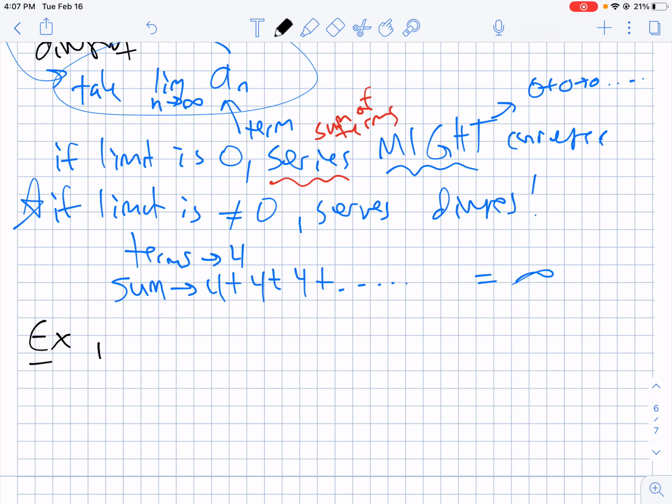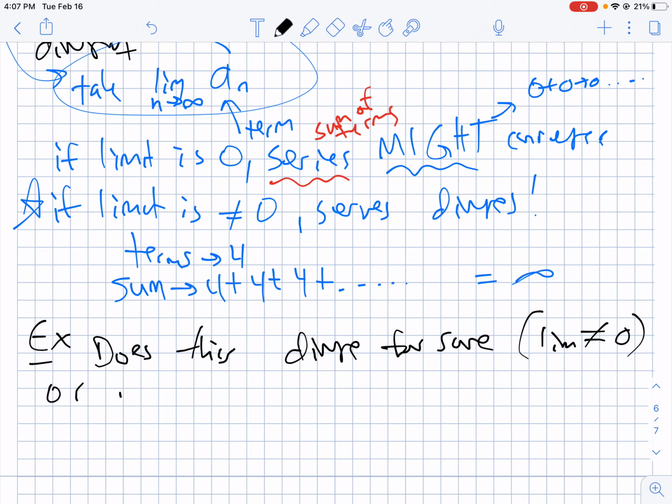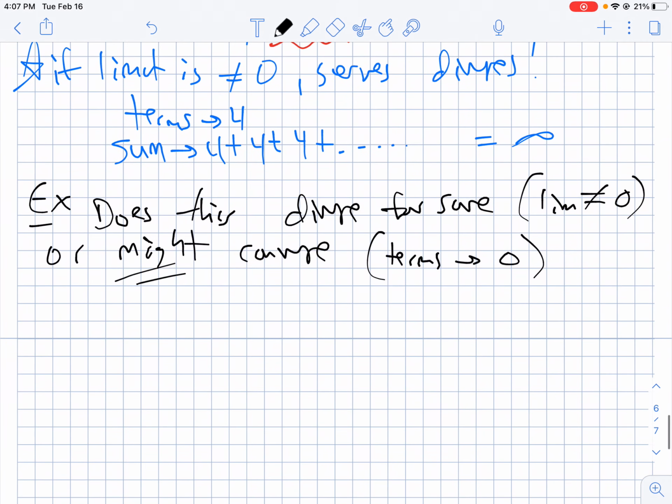So I'm going to give some examples and say, does this series diverge for sure, meaning that the limit is not equal to 0, or is it possible that the series might converge? And again, this is truly a might converge, and that's going to happen when the terms do go to 0. So let's look at some examples here.